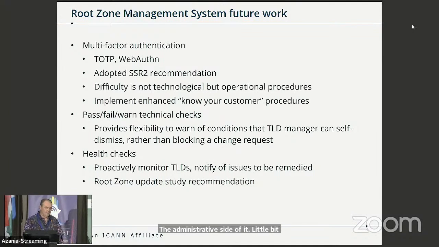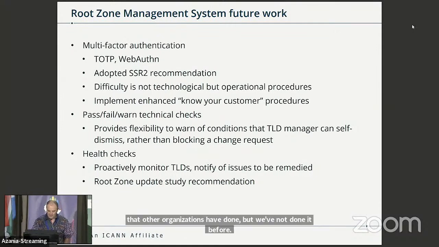We have literally more than 1,000 contacts in there, and each one has to get their token. We're going to have to figure out the systems, not just for giving out these tokens, but what to do when they lose them. These aren't that hard. These are things that other organizations have done, but we've not done it before. So it's going to take us a little bit of time to make sure we get that all in order.